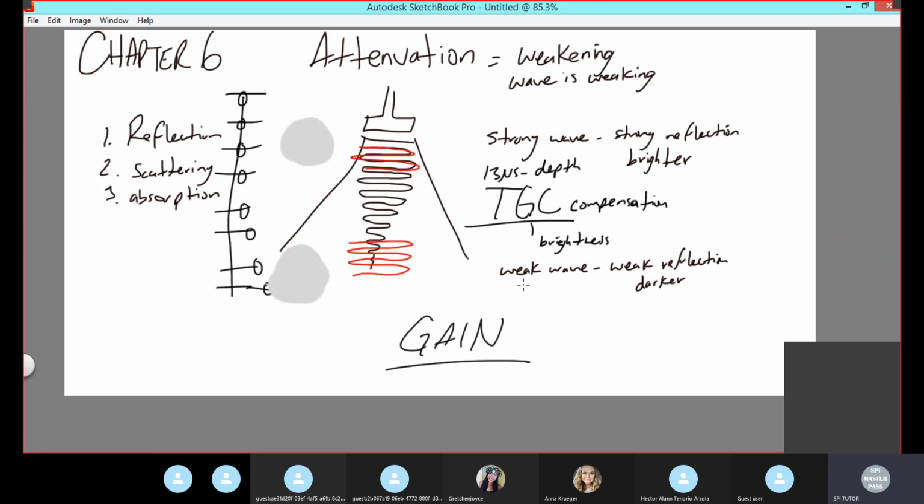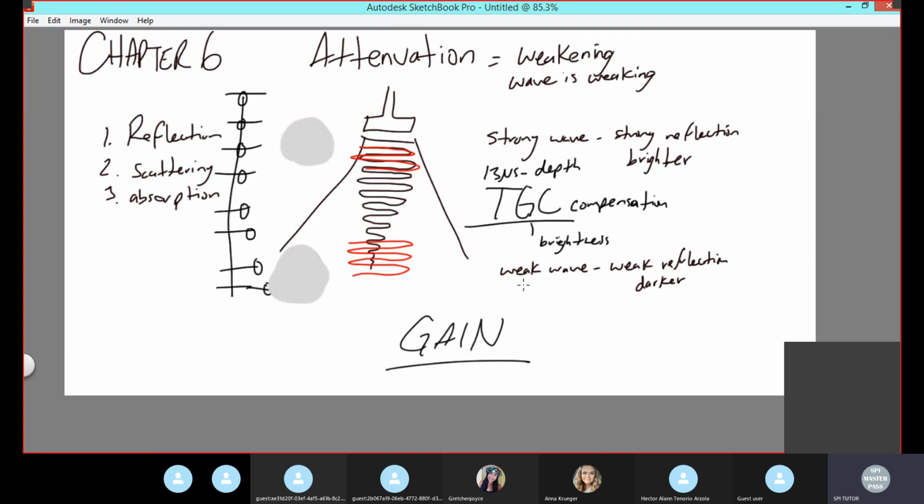But later, there's a chapter where I'm going to talk about the receiver functions, so I'll bring up gain versus TGC. Does anyone have any other questions? Does this make sense? It makes sense. Okay.